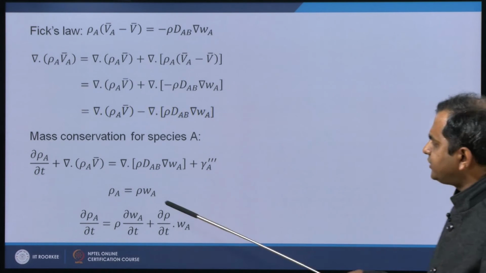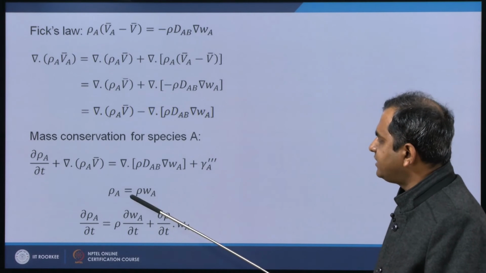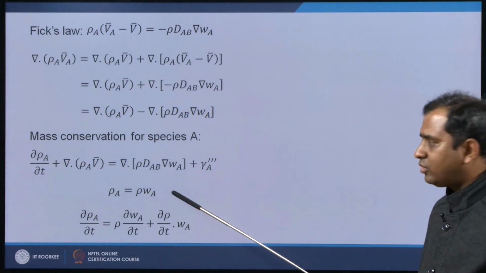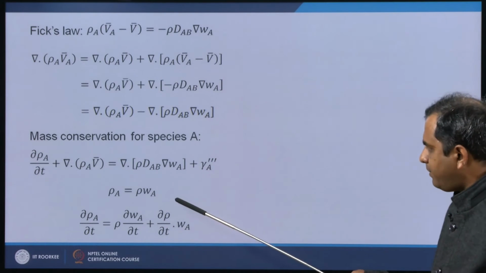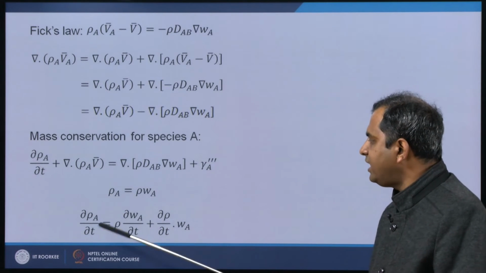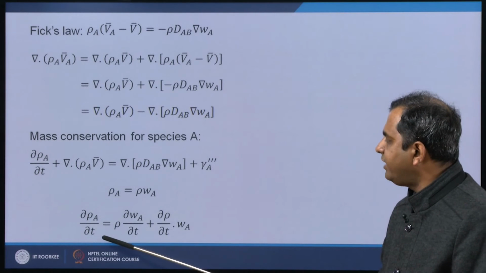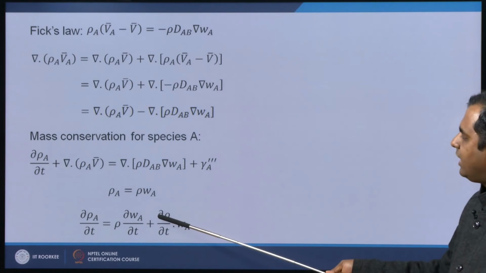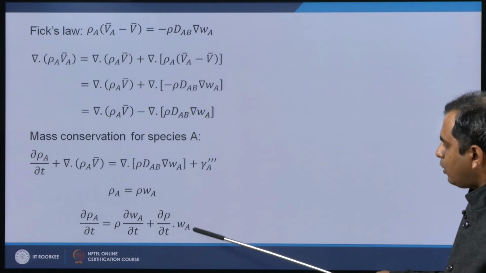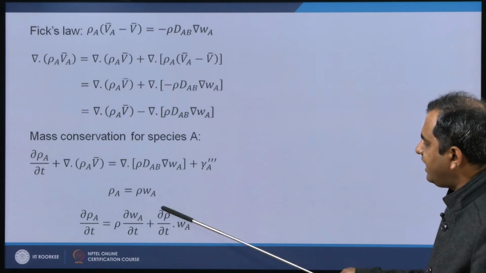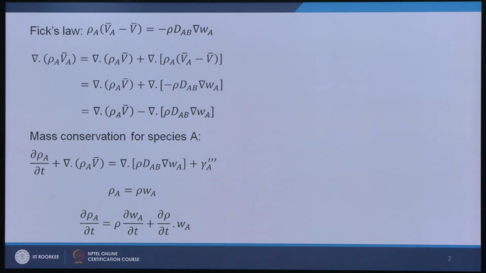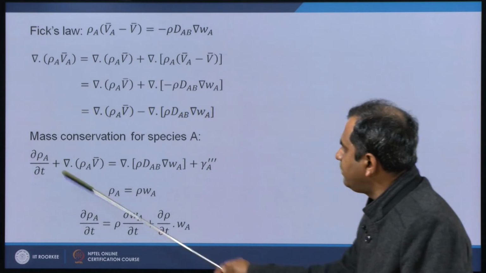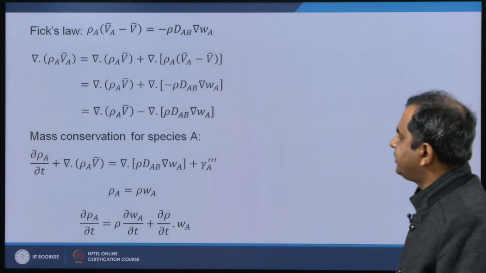Now let us consider, we know that rho A is nothing but rho into W A. This I have already shown in the first slide. If you use that and take the derivative with respect to t, then you get del rho A del t equals rho del omega A del t plus omega A, which you can keep fixed, times del t of rho. This is actually the chain rule we are using for the derivative. So we will replace this in the mass conservation equation.